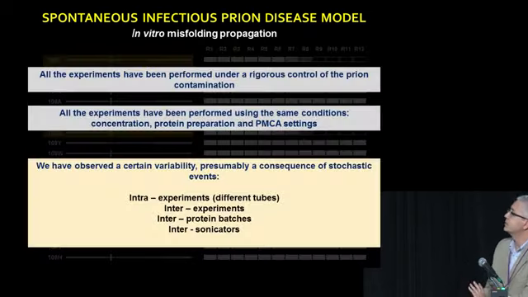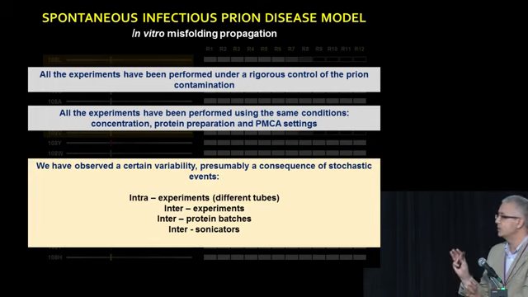So these experiments were performed under rigorous controls of prion contamination. That is a very important issue in this kind of in vitro experiment. But the most important thing is that all of these experiments were done using the same concentration, protein preparation, and PMCA settings. And this is important because the results indicate that they are really stochastic. Stochastic means that we observe differences intra-experiment: different results using the same protein, everything the same, in different tubes we have different results.